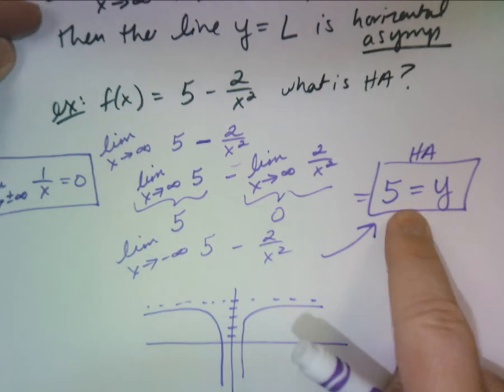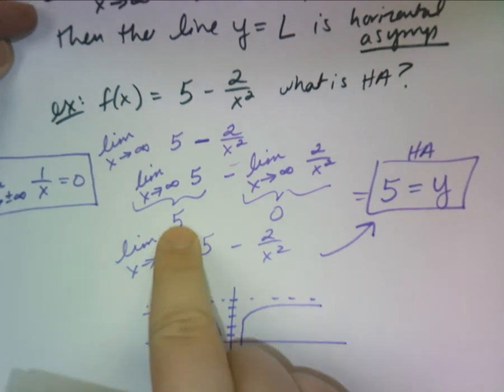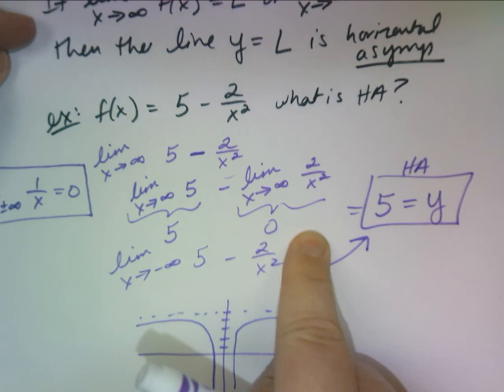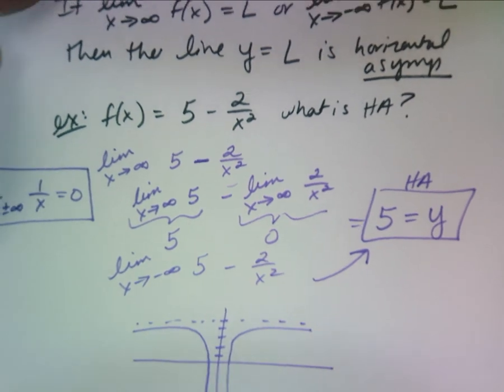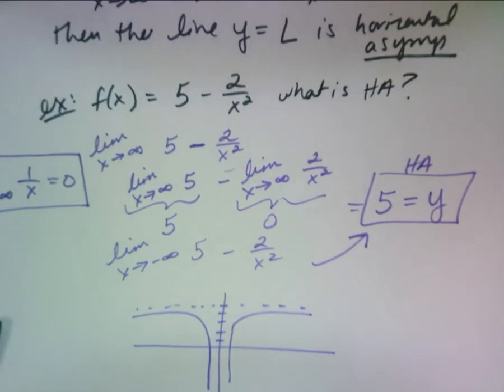5 minus 0. The limit of 5 is 5. I know. This is going to be hard because you're going to try to do derivatives, but don't do derivatives. We're talking about limits. We're switching it up today for a reason.